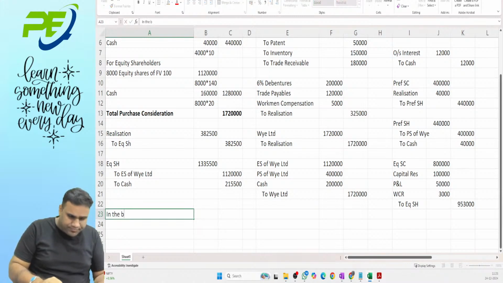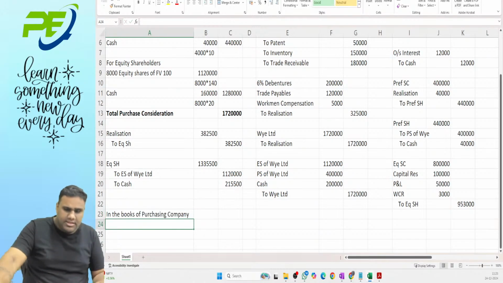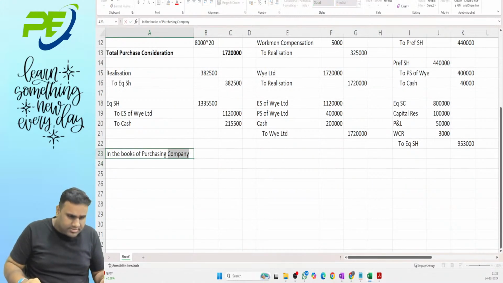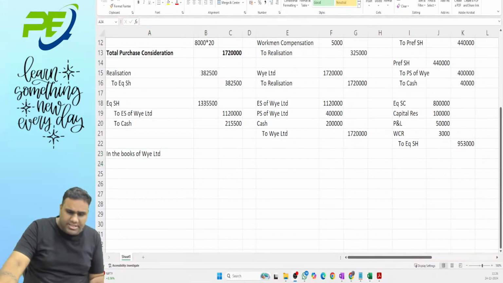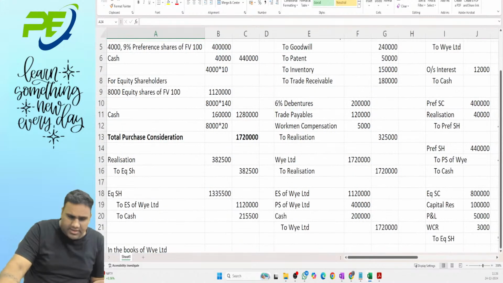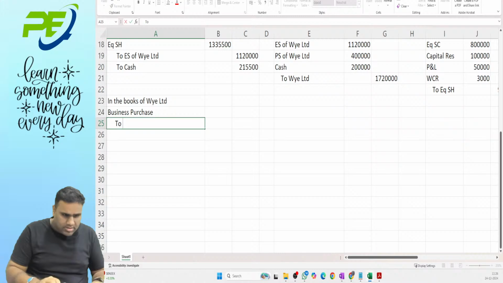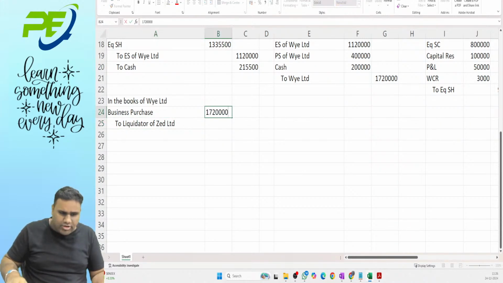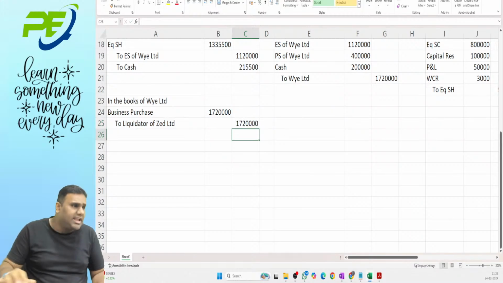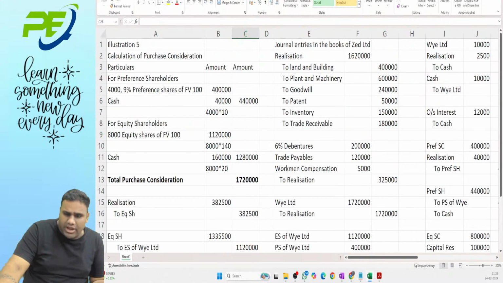in the books of purchasing company, Y Limited. What is the first entry? Business purchase to liquidator of Z Limited, 17,20,000. Then the next entry, all the assets and liabilities they have to record.